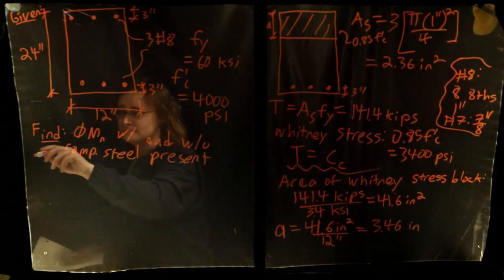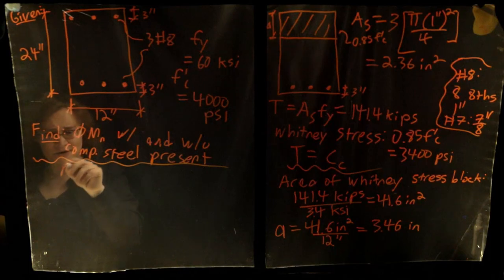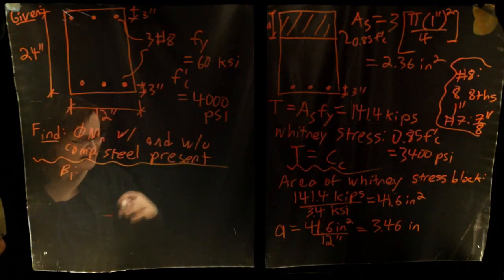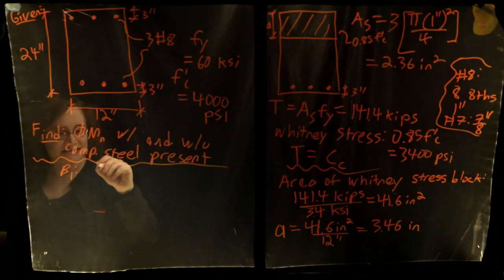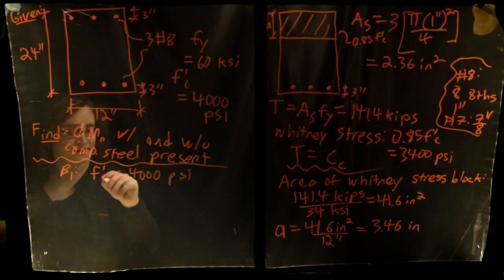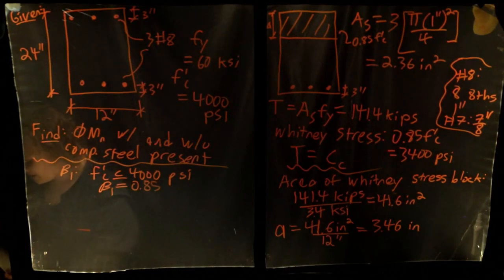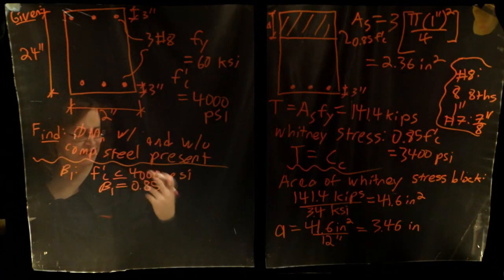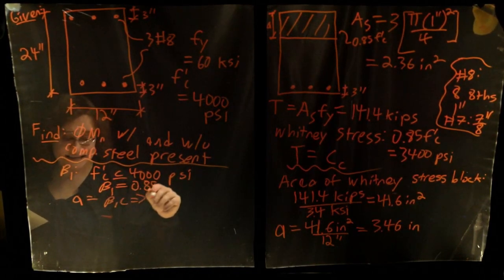Then I'm going to come over here, use my last little bit of space. Beta 1, as you may recall, is the conversion factor, or the ratio between a and c. It is a over c, where c is our neutral axis depth. In this case, because our f'c is less than or equal to 4,000 psi, we know that beta 1 is equal to 0.85. We're not going to have any reduction because of high strength concrete effects. From that, since we now know beta 1, we can calculate our neutral axis depth. Since a is equal to beta 1 times c, therefore c is equal to a over beta 1.